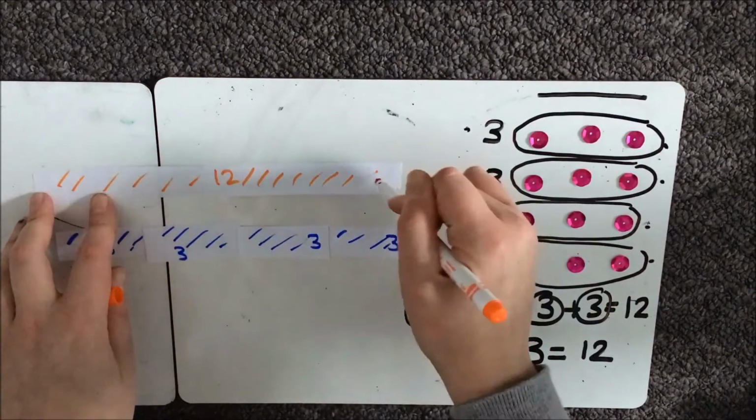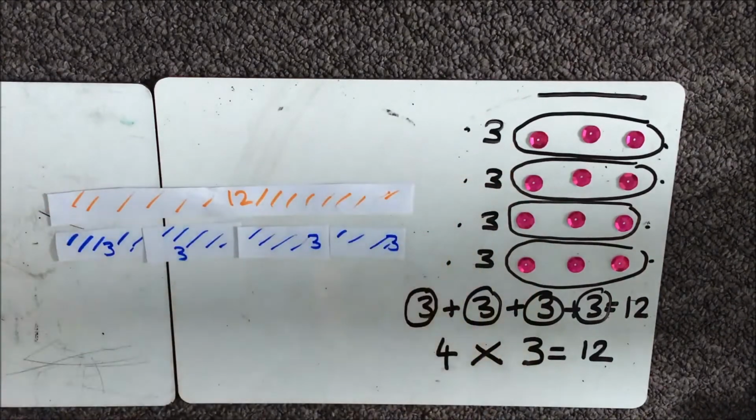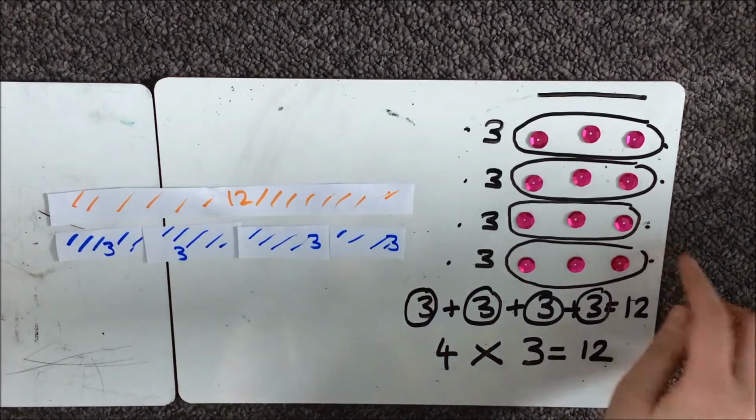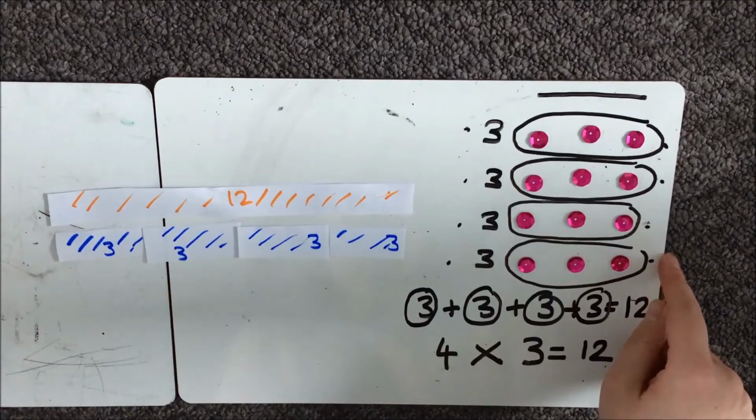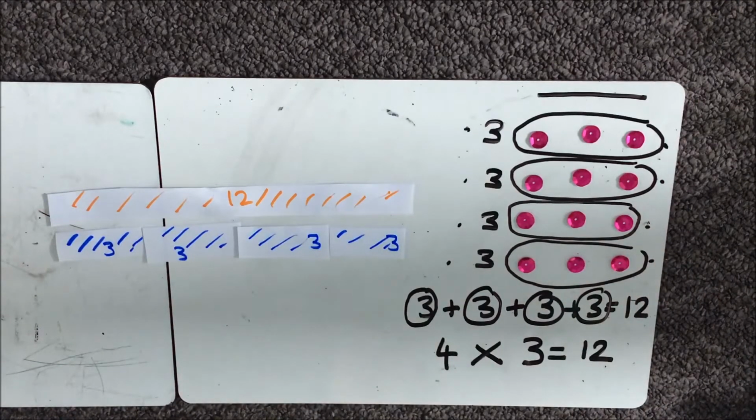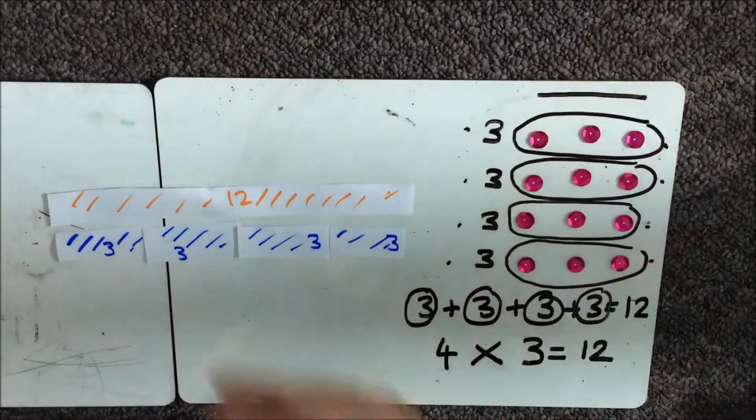So to help me so far, I've done a bar model. Does anyone remember what this one was called, where we draw it out as pictures or use objects? This one is called an array. My turn, your turn, array. And we use it to help us by drawing things in lines of.